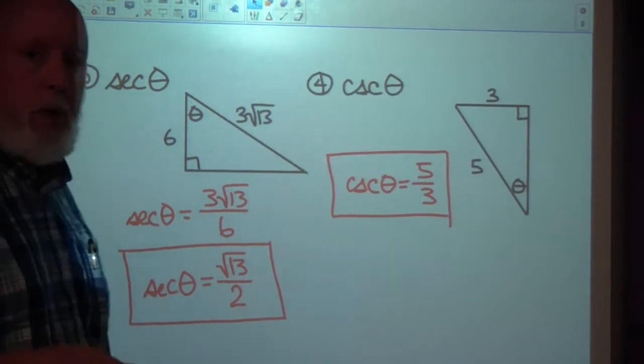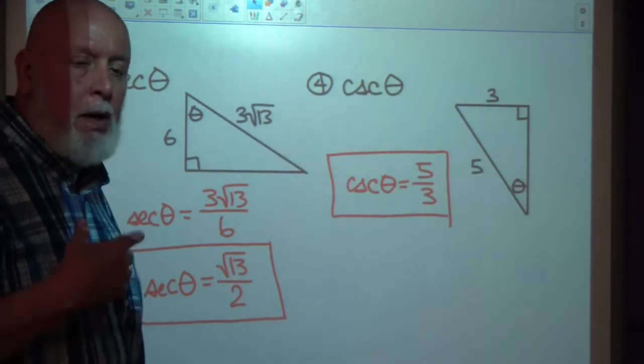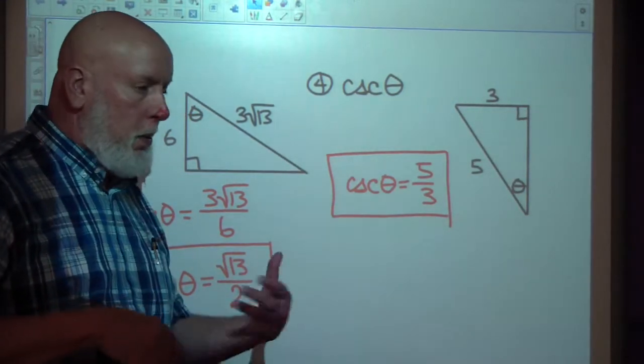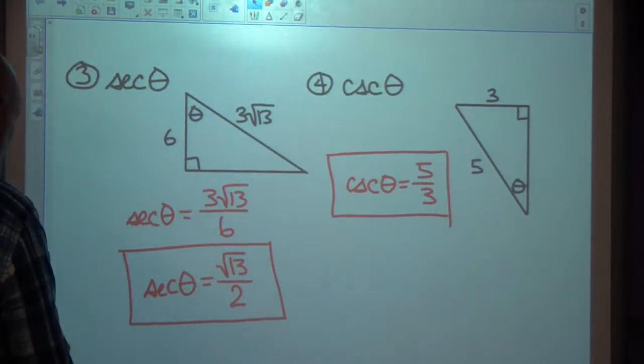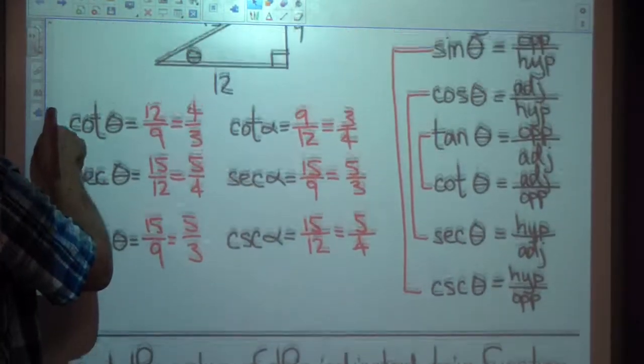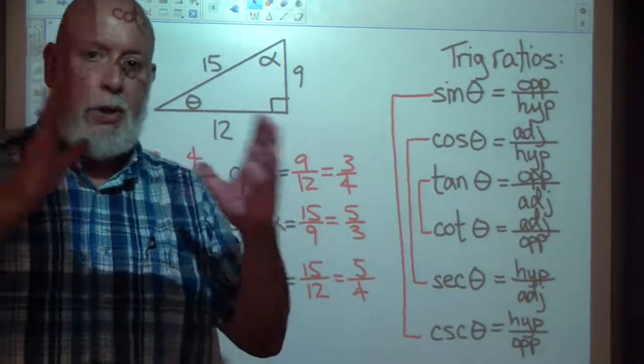This is very similar to what we just did for the last couple of days, except instead of finding the values of sine theta, cosine theta, and tangent theta, we're looking for cotangent theta, secant theta, and cosecant theta. And we're appealing to these definitions. Okay? You can do this.